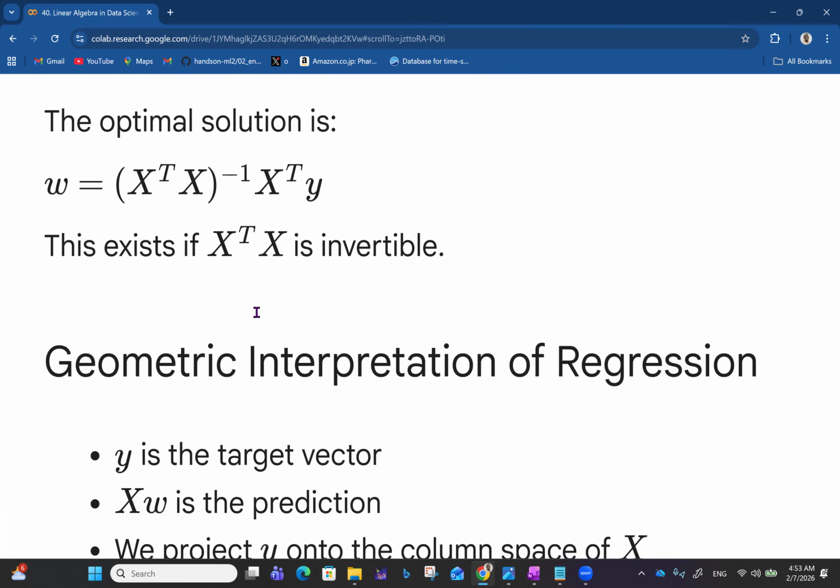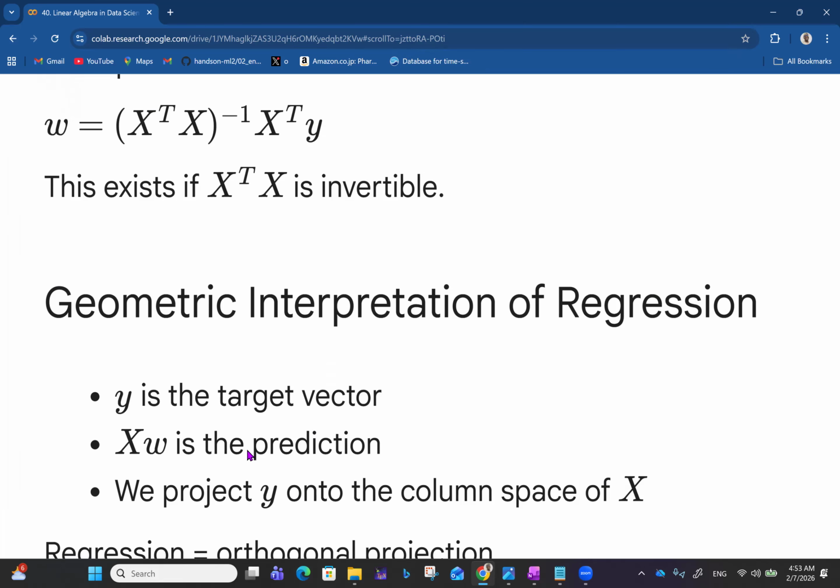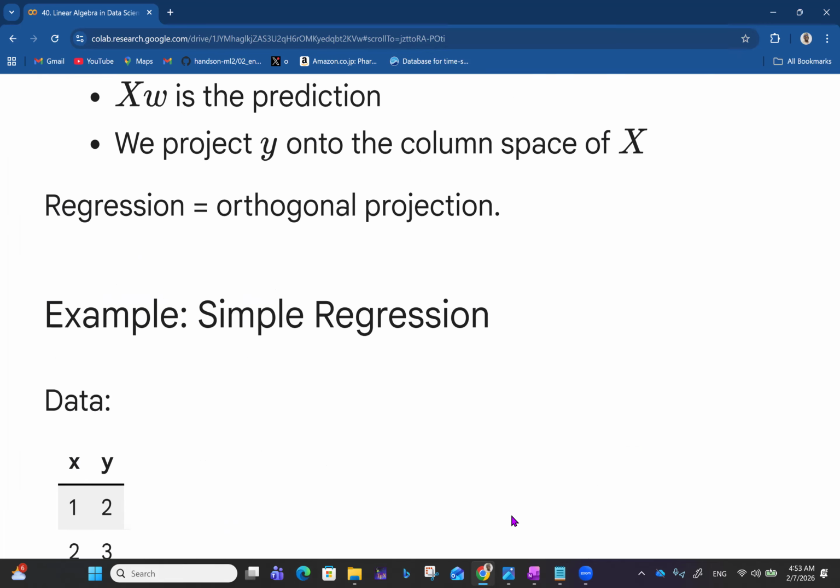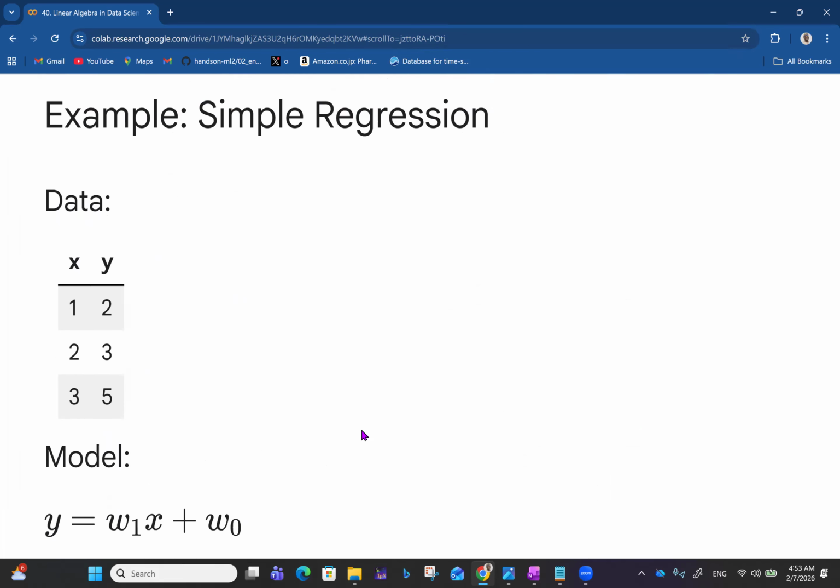Now we want to find the geometric interpretation of regression. First of all, from this setup, we see that y is the target vector, because y is a function of x, so to speak. Then XW is the prediction. Then we project y onto the column space of X, and that's all that is happening there. So regression is actually the orthogonal projection we've been doing before. A very good simple example of simple regression, which we've dealt with a whole lot: you have 1, 2, 3 and 2, 3, 5, which you can represent as y equals w1 x plus w naught.